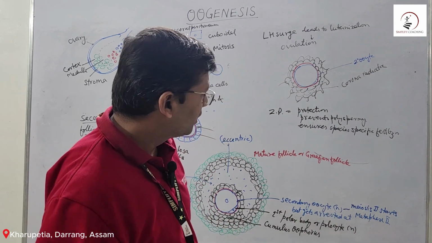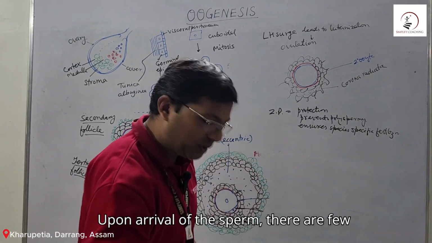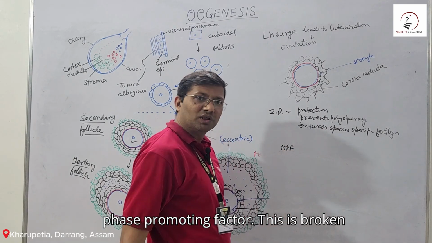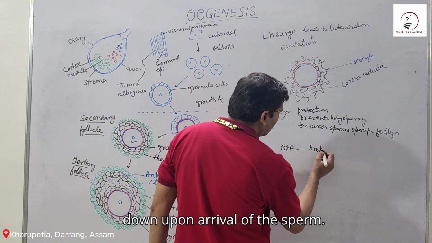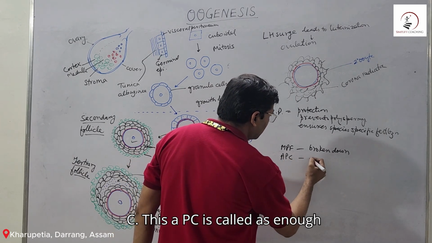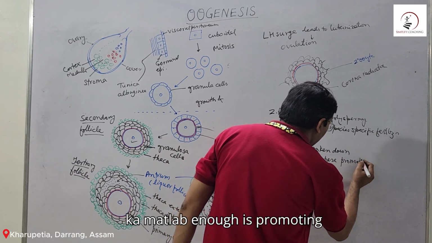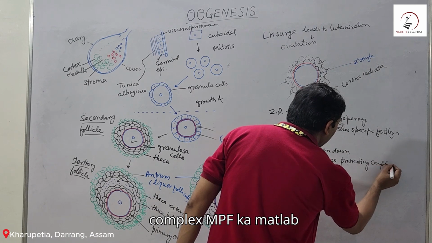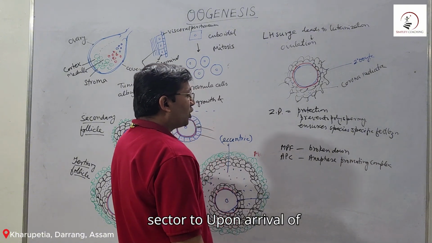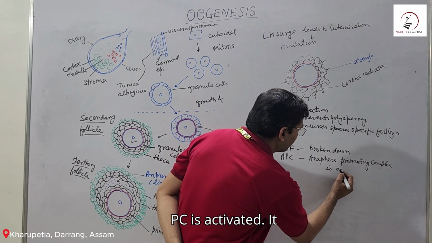So once the sperm has arrived, upon arrival of the sperm, when it reaches the ovum, then again there are certain reactions which are triggered. Upon arrival of the sperm, there are few things. There is one factor called as M phase promoting factor. This is broken down upon arrival of the sperm. And there is another factor called as APC. This APC is called as anaphase promoting complex. APC का मतलब anaphase promoting complex. MPF का मतलब M phase promoting factor. So upon arrival of sperm, MPF is broken down and APC is activated.